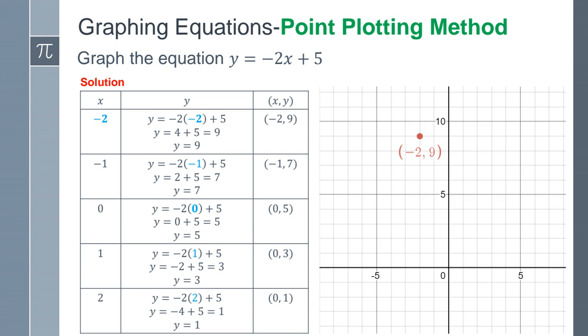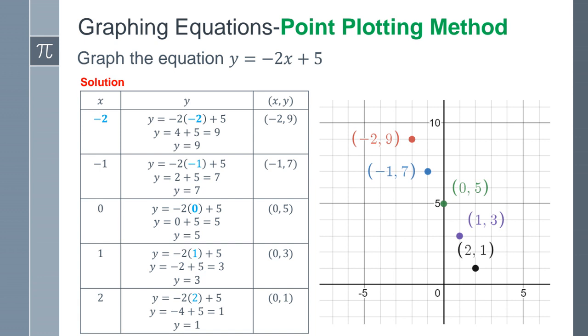So again, this solid black line is my x-axis. This solid vertical line is my y-axis. So as I'm plotting my points, again, -2, 9. The first one would be 2 units to the left of 0, 9 units up, and there's my point. And then I go on with the rest of my points. The -1, 7 would be 1 unit to the left of 0 and 7 units up.